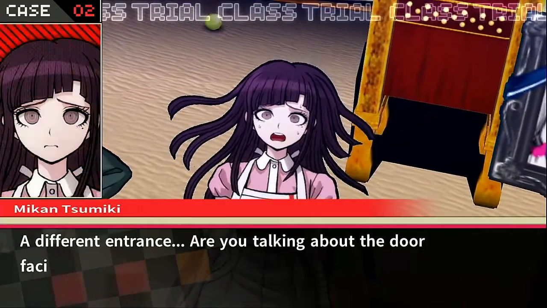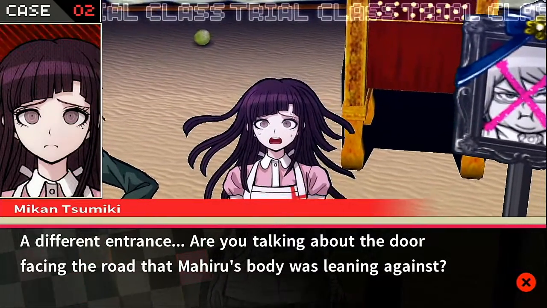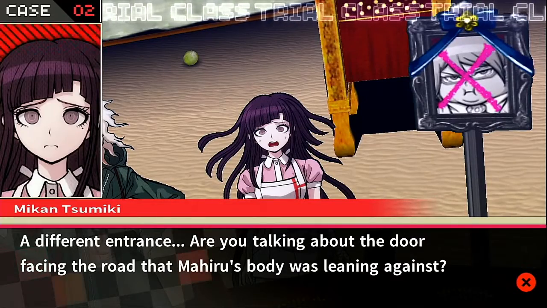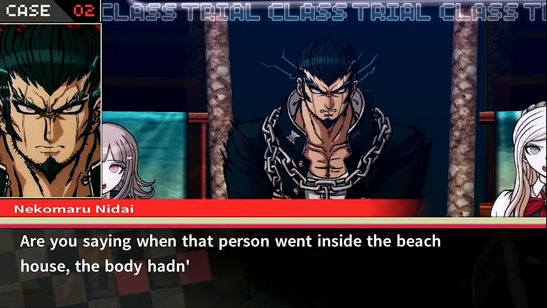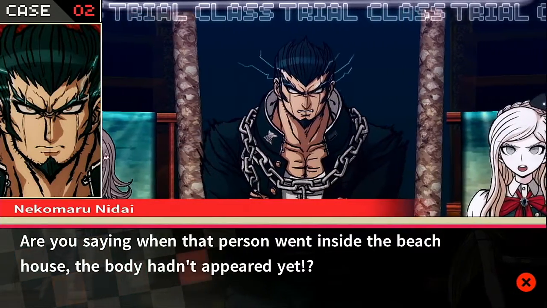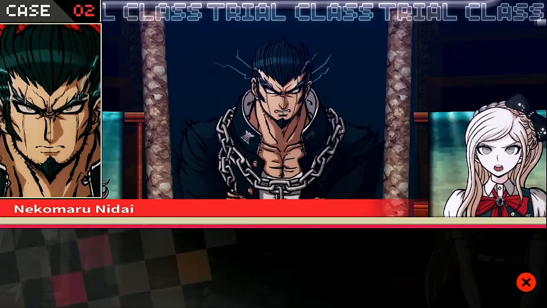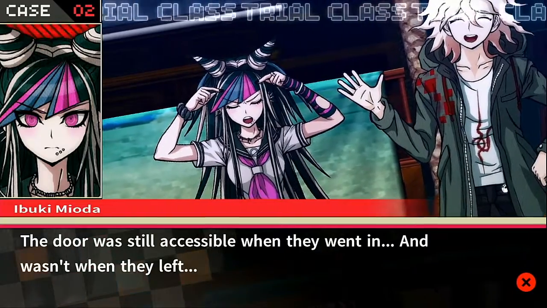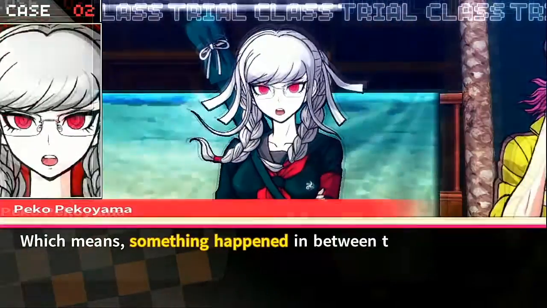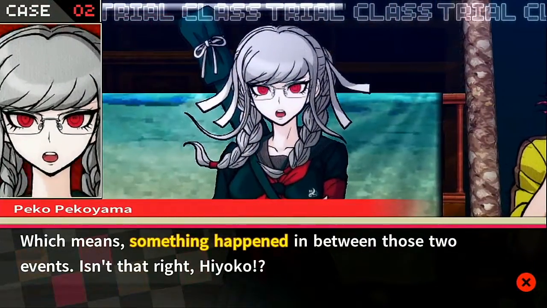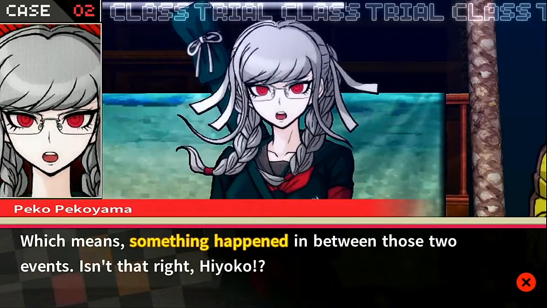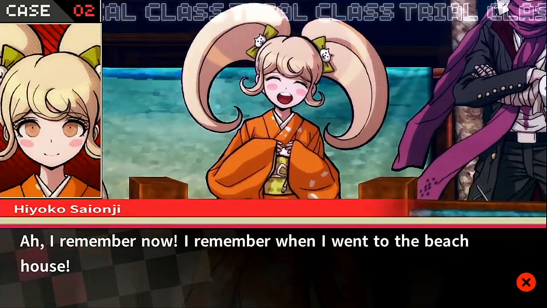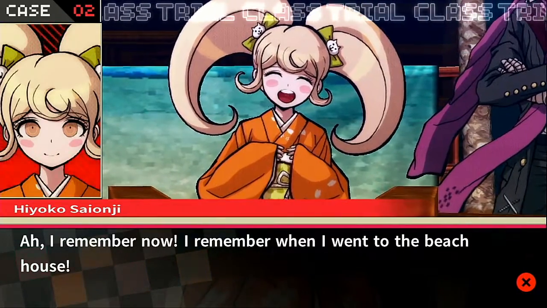A different entrance? Are you talking about the door facing the road that Mahiru's body was in? Are you saying when that person went inside the beach house, the body hadn't appeared yet? The door was still accessible when they went in, and wasn't when they left. Which means something happened in between those two events. Isn't that right, Hiyoko? I remember now! I remember when I went to the beach house!